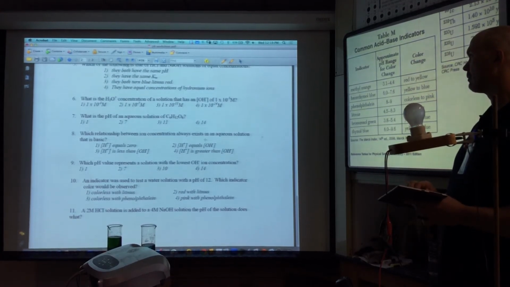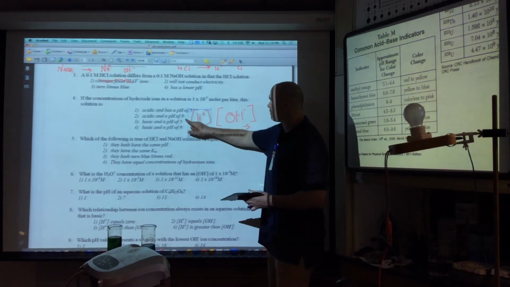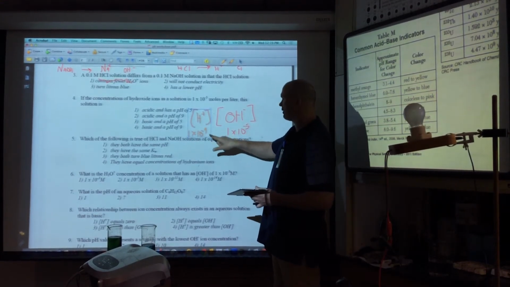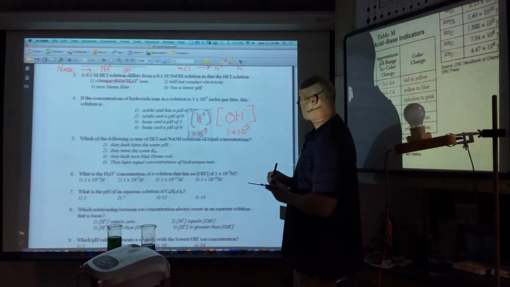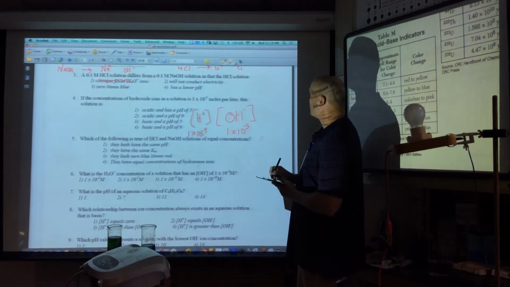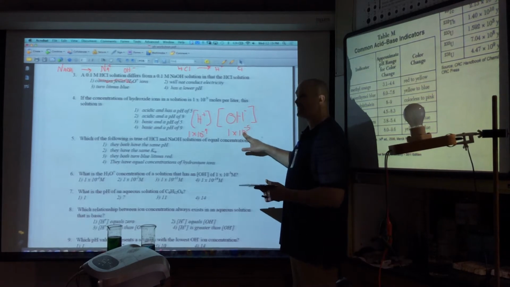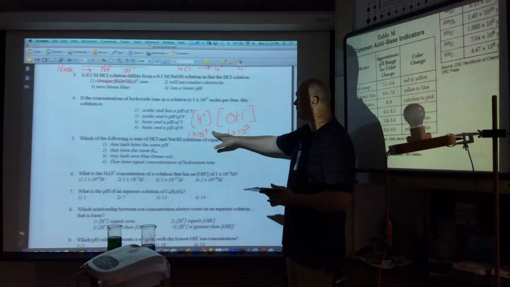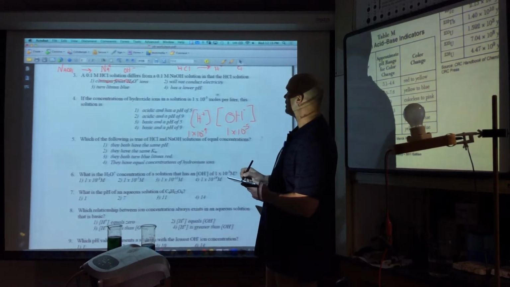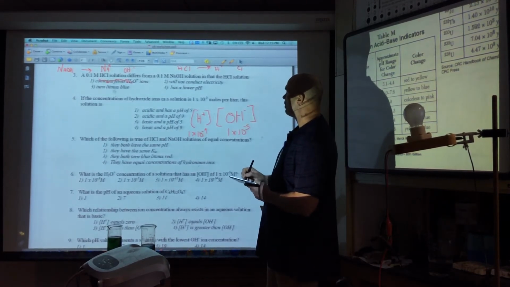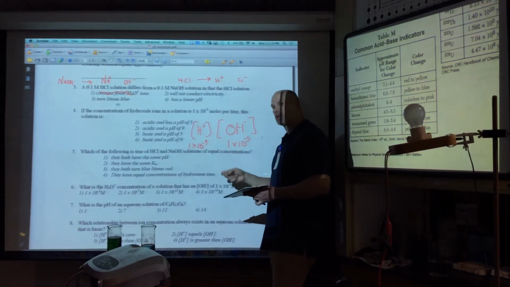Can you explain number 8 again? When a solution is basic, you're going to have a pH that's greater than 7. Here's an example. When the pH is 9, the H plus ion concentration is 1 times 10 to the negative 9. This means the hydroxide must be 1 times 10 to the negative 5, because when these exponents add together, they give me the Kw, which is 1 times 10 to the negative 14.